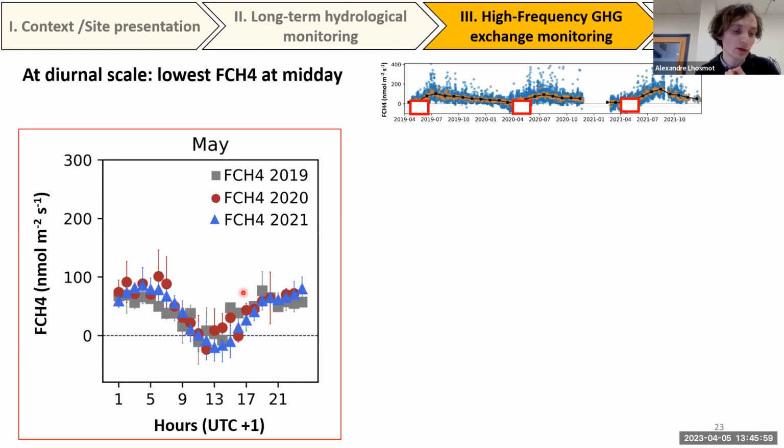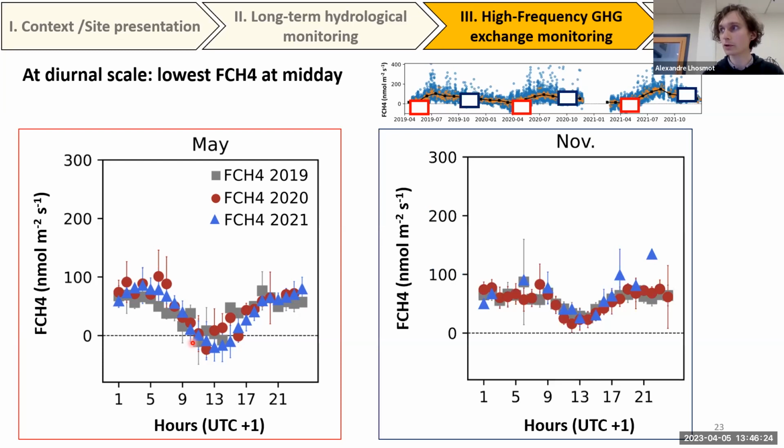But after that, we want to have more information about these negative fluxes. And so we look at the diurnal cycle of methane exchanges. And here I show you the month of May for the 3 years. And for each year, we observe that the negative fluxes of methane were recorded at midday. This diurnal cycle was also observed all over the year, as we can see for the month of November here, with lowest methane fluxes at midday.